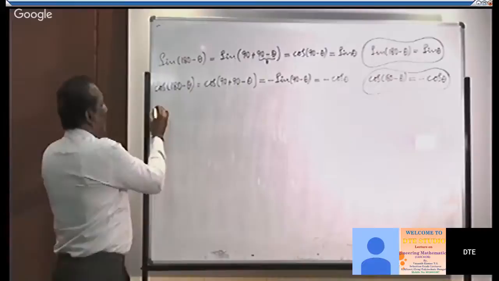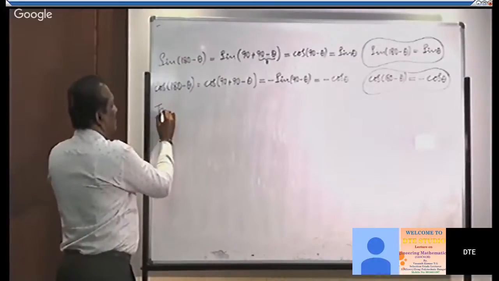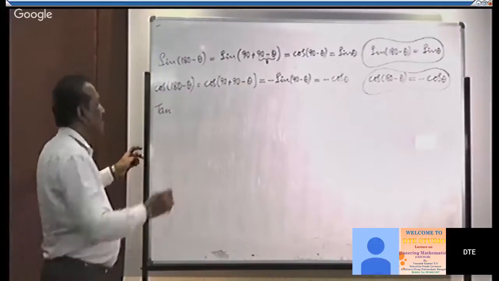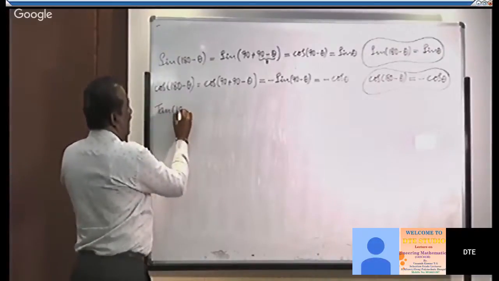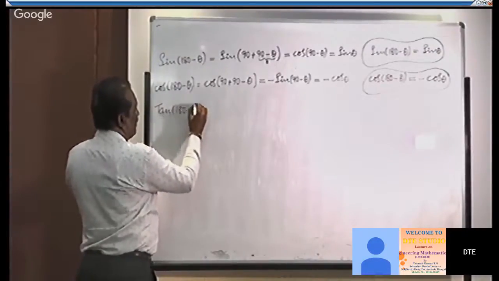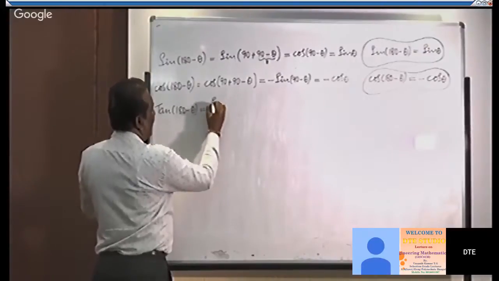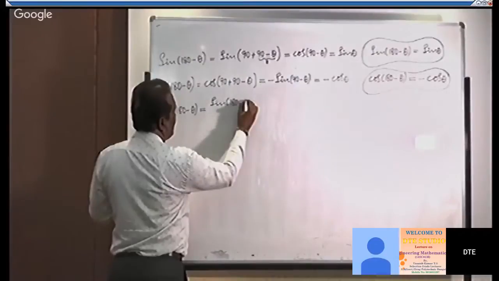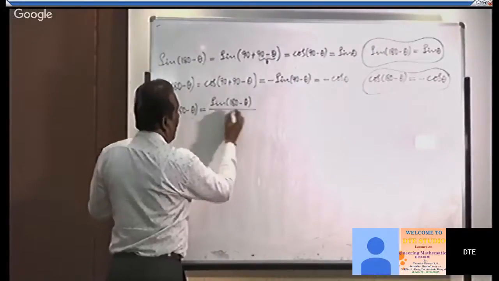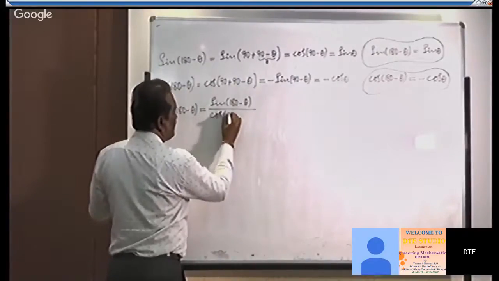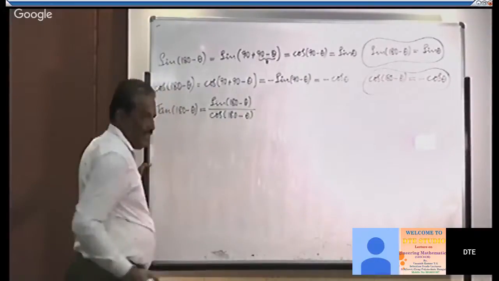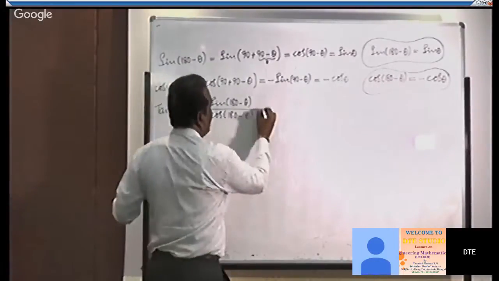Now, as usual, write down the rest of the trigonometric functions by using these two previous results. Now, tan of 180 minus theta, you can rewrite this as a ratio from sine of 180 minus theta to cos of 180 minus theta. We have a result for sine of 180 minus theta. It is sine theta.